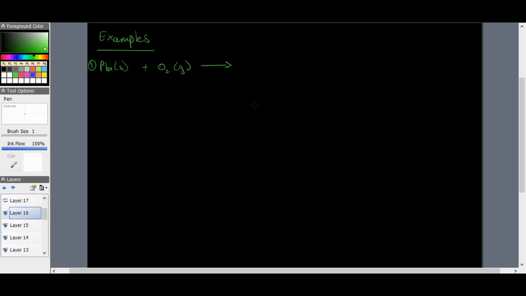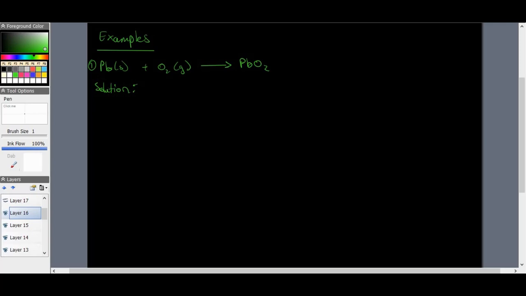And let's see how well we can do here. That becomes PbO2. Okay, that's the first example. I'll give you some moments to just attempt this example, and then I'll go through the solution immediately afterwards. Go through the solution.